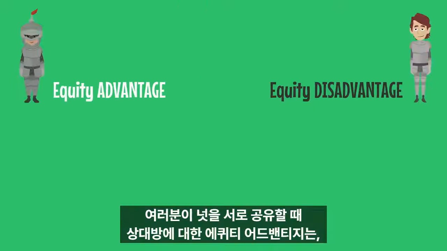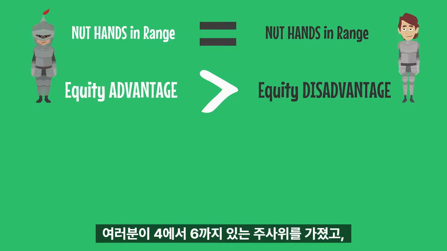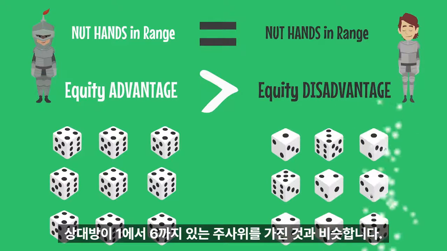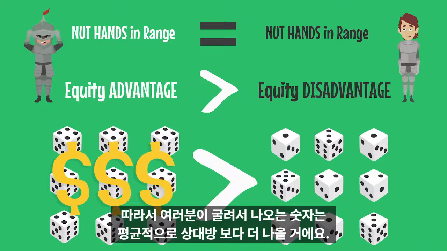Think of it this way. An equity advantage over an opponent when you share the nuts is like you have dice numbers 4 through 6 and they have all numbers 1 through 6. Therefore, your rolls are going to outperform your opponent's on average.